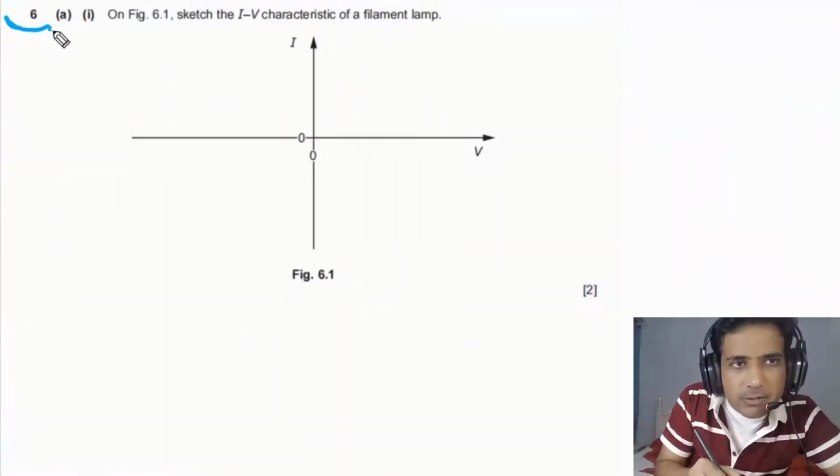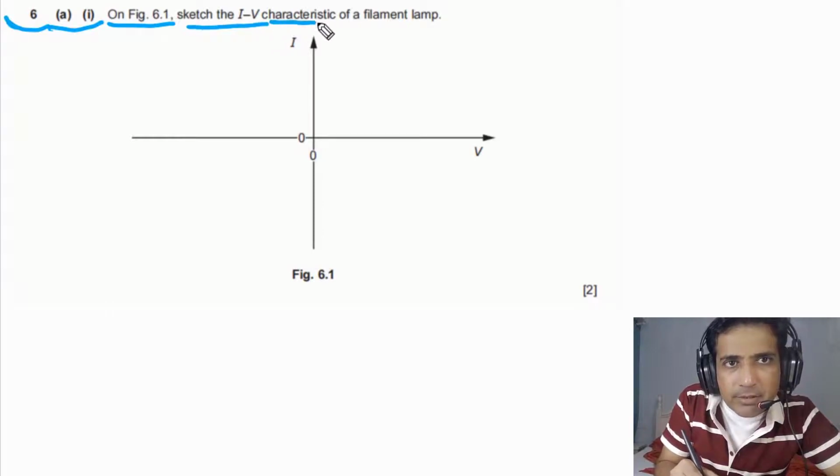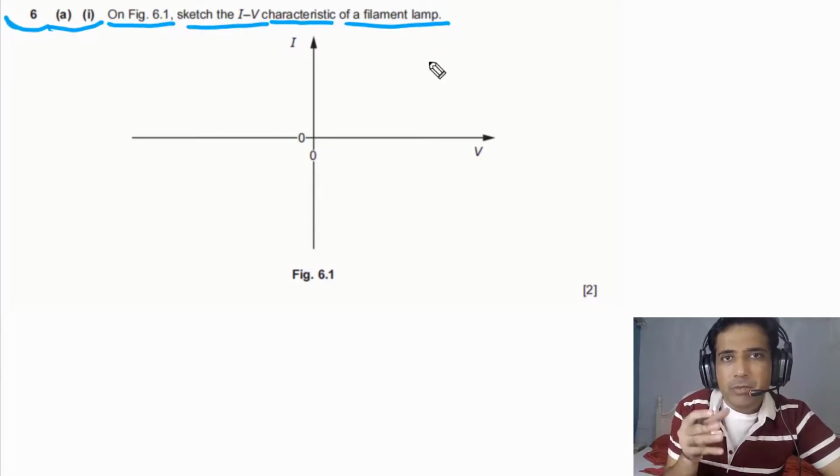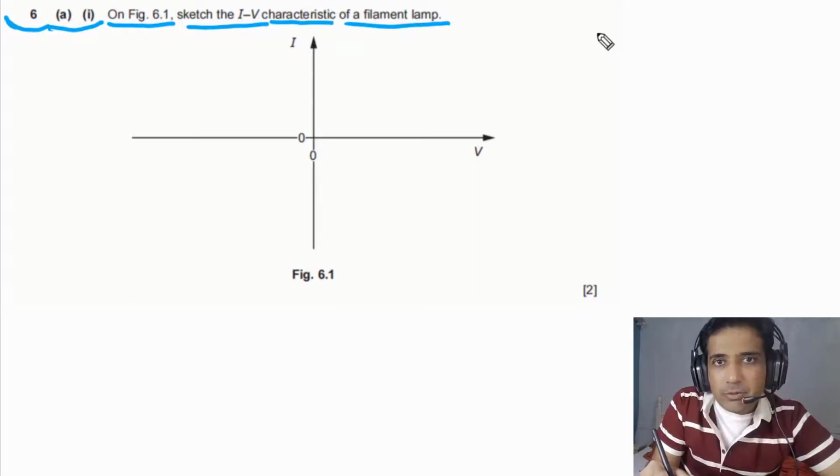For our question number 6, part A1 on figure 6.1, we need to sketch the IV characteristic of a filament lamp. Simply, we need to sketch the IV curve for a filament lamp. For a filament lamp, we need to understand that as voltage increases, more electrical energy is converted into thermal energy. As more thermal energy is produced, the temperature of the filament lamp will rise. As temperature rises, the resistance of the filament lamp increases. We have to use this concept and sketch the curve. We also need to understand that resistance is equal to V over I.